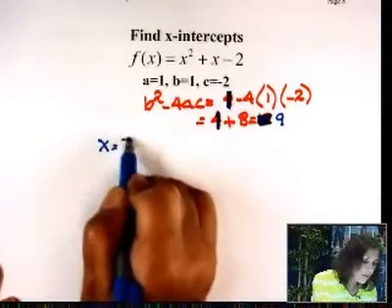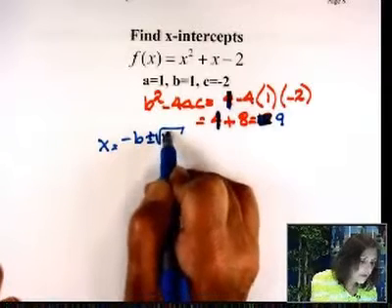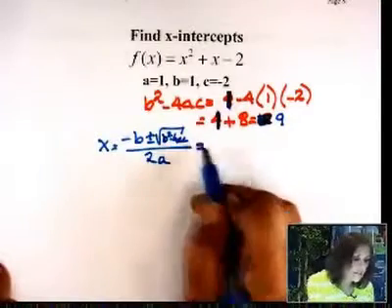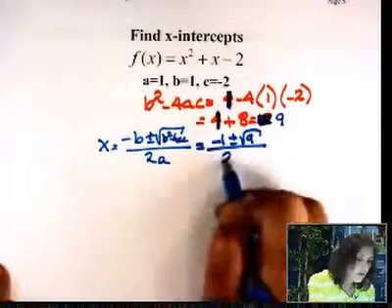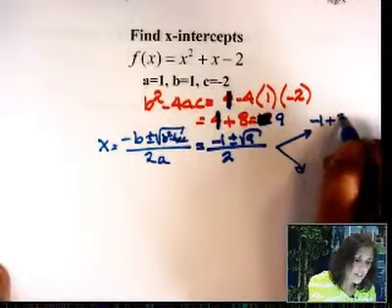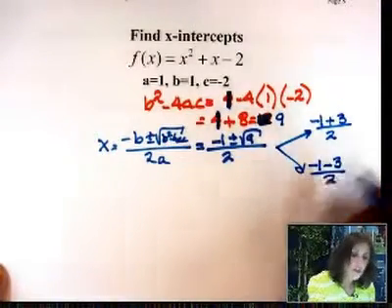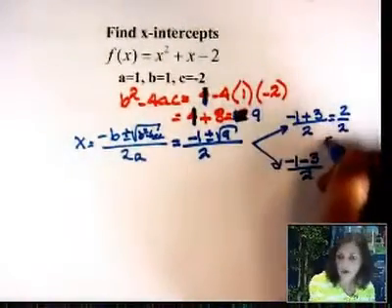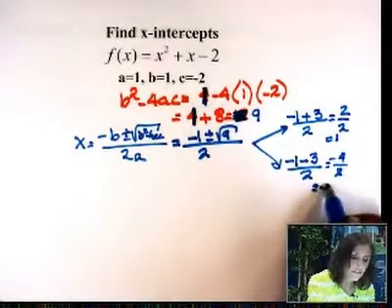X equals negative b plus minus radical b squared minus 4ac over 2a. So let's put down those numbers. Negative 1 plus minus radical 9 over 2. And that will give you two numbers. Negative 1 plus 3 over 2 or negative 1 minus 3 over 2. That's going to give you 2 over 2, which is 1. And this is going to give you negative 4 over 2, which is negative 2.